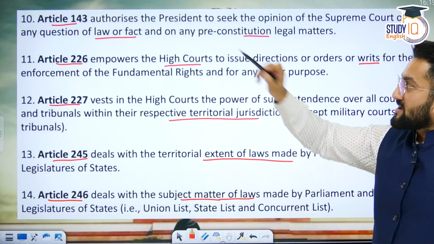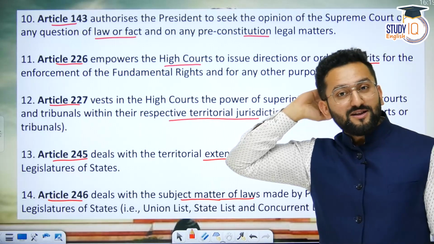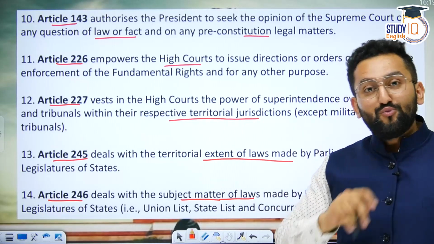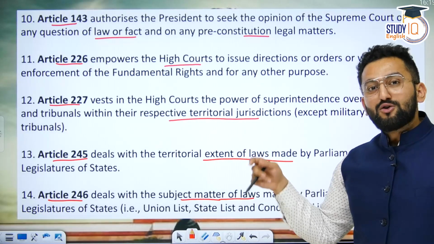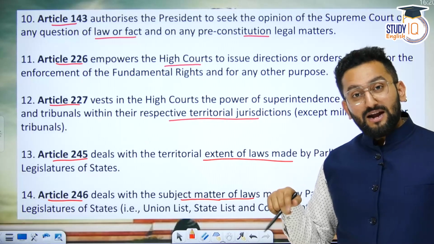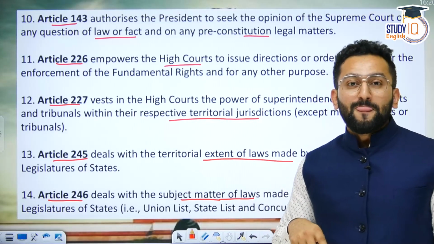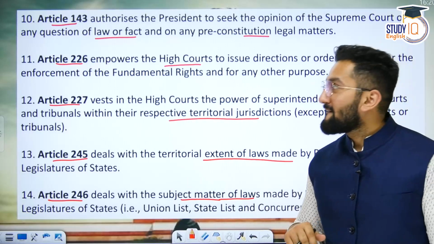Article 143 authorizes the President to seek an opinion. I hope you remember advisory jurisdiction. And in advisory jurisdiction, I gave you 2 points, right? There were 2 ways on which the President seeks the advice of the Supreme Court. And I also told you in which case it is binding on the Supreme Court to give the advice, right?